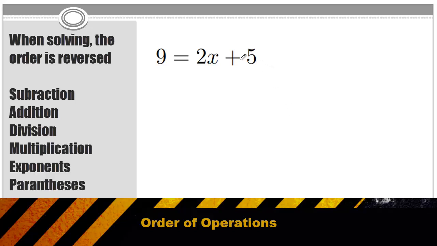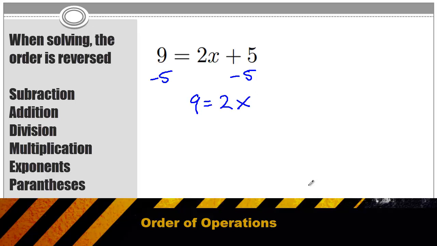My first step is to get rid of this plus 5, and I can do that by subtracting 5 from the x. The rule for equations is, whatever I do to one side of the equation, I have to do to the other. So I'm going to also subtract 5 from the 9. And I'm left with 9 is equal to 2 times x. So now I'm left with a simple 2 times x.